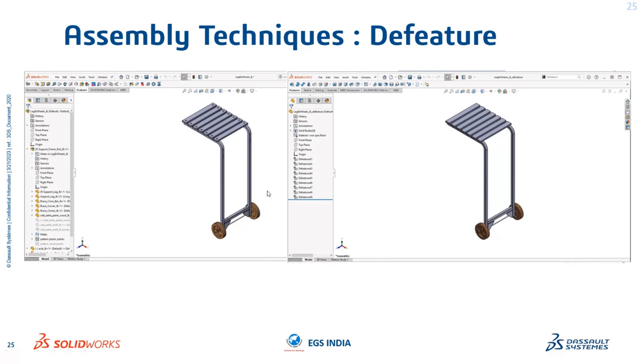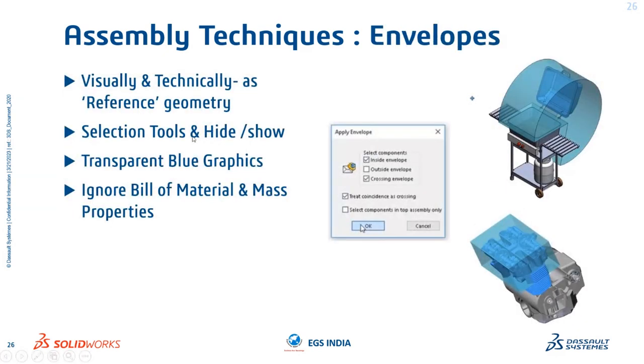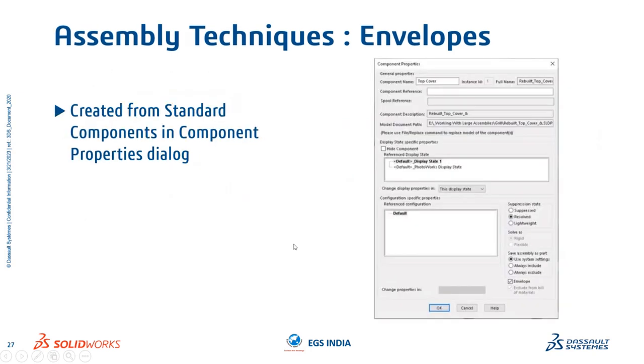So next we are moving to envelopes. Now the envelopes are reference geometries. We can use them on any set of assembly files, any type of assembly files. We just use these files as a geometry to get reference from, and we can create models. And it will show transparency in blue color. It ignores the bill of material and mass properties while we are calculating. So we can create that particular envelope from the standard components in the component property dialog box, as shown here. You can create the envelopes.